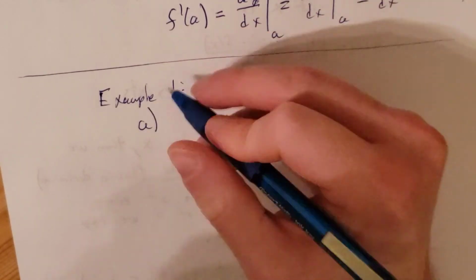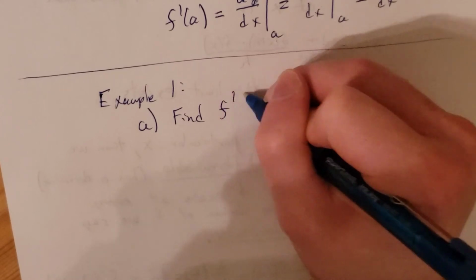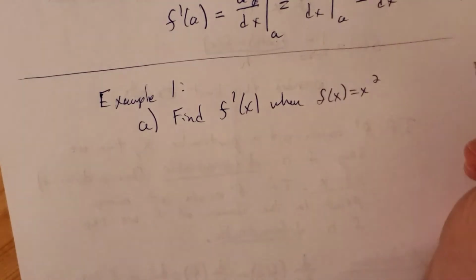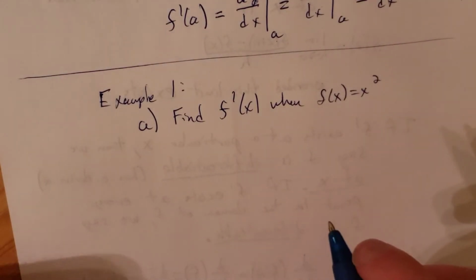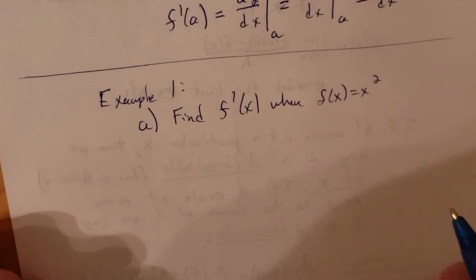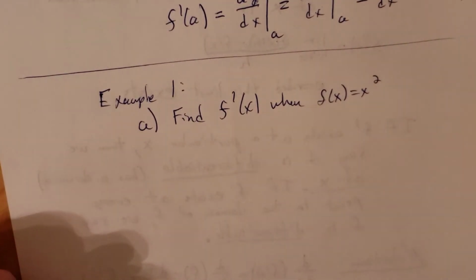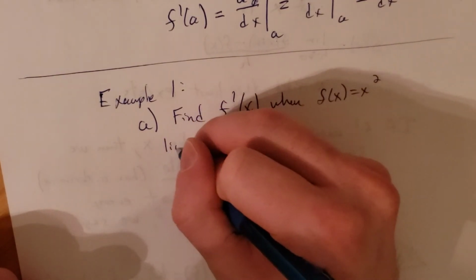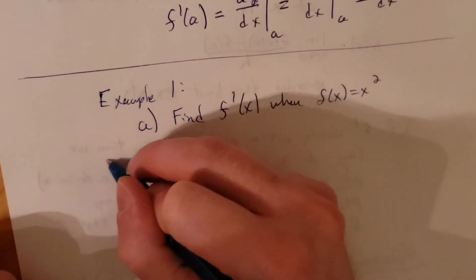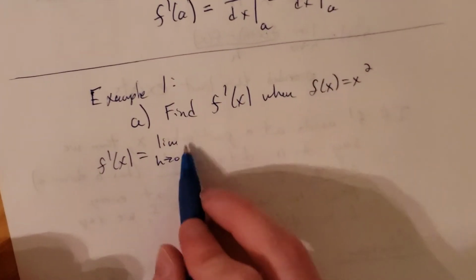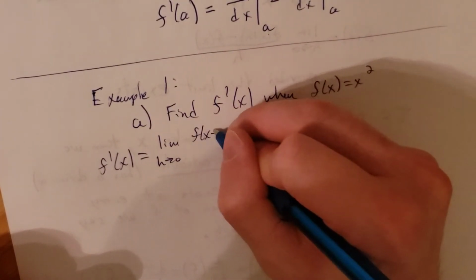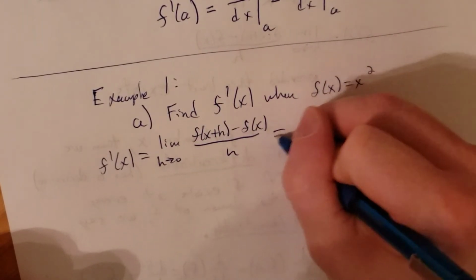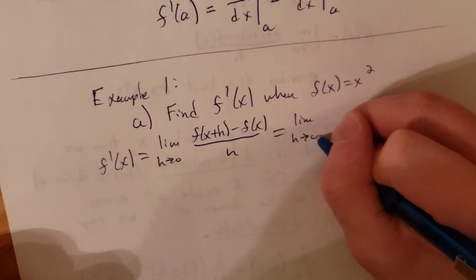And a here is going to be to find f prime of x when f of x is equal to x squared. We've probably done something similar to this in a previous video, but let's do it again with this notation in mind. We're taking the derivative of f with respect to x when this is our function. So we're finding the limit as h goes to 0, right? First off, f prime of x is equal to the limit as h goes to 0 of f of x plus h minus f of x all over h. And what is that? Well, let's reduce everything and plug it in.